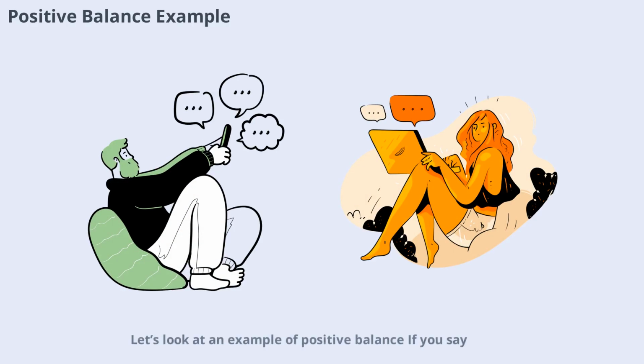Let's look at an example of positive balance. If you say, "She doesn't speak Spanish, does she?" you're using a negative statement with a positive tag. This pattern is especially useful when you're not sure about something and want to check with the listener. It's a polite way to ask for confirmation without sounding too direct.